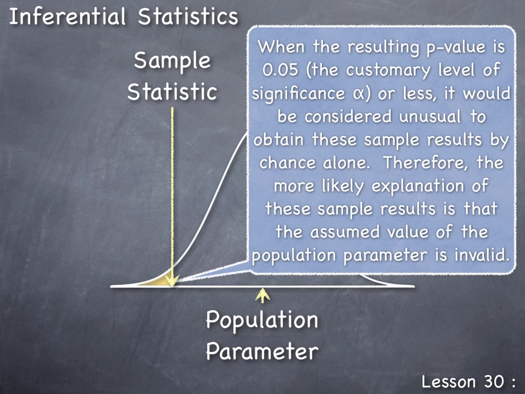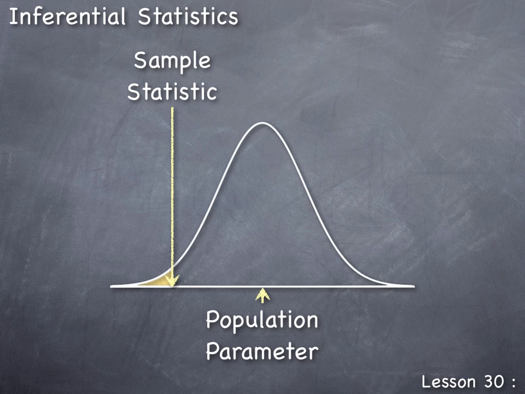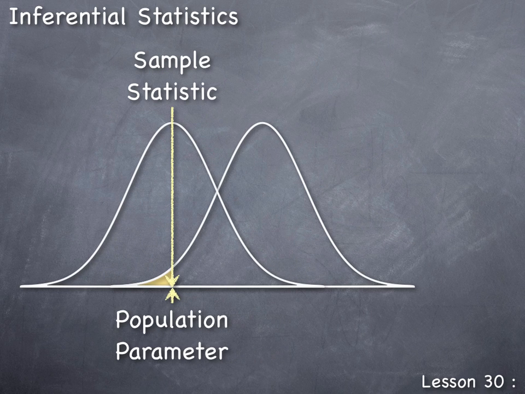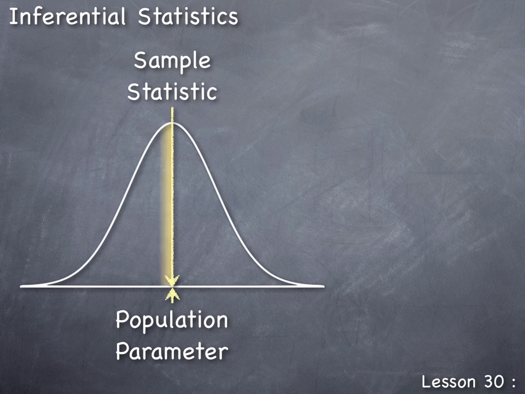When the resulting p-value is 0.05 or less, it would be considered unusual to obtain these sample results by chance alone. Therefore, the more likely explanation of these sample results is that the assumed value of the population parameter is invalid. Thus, when the resulting sample statistic is considered to be an unusual outcome, we reject this hypothesized value of the population parameter in favor of an alternative explanation which is much more consistent with the sample results, thus having a more likely explanation.